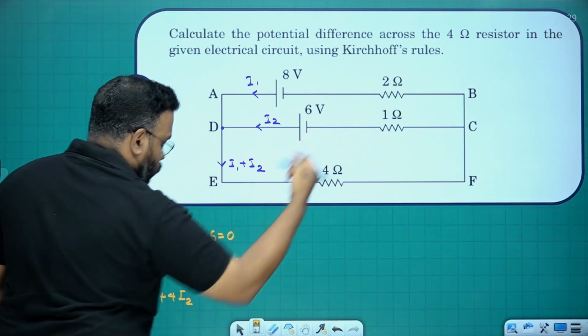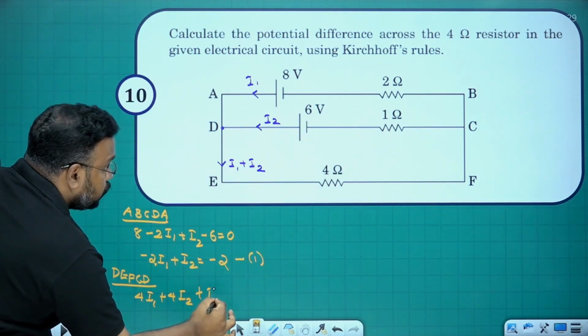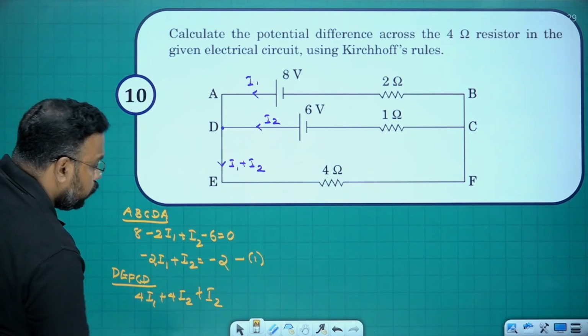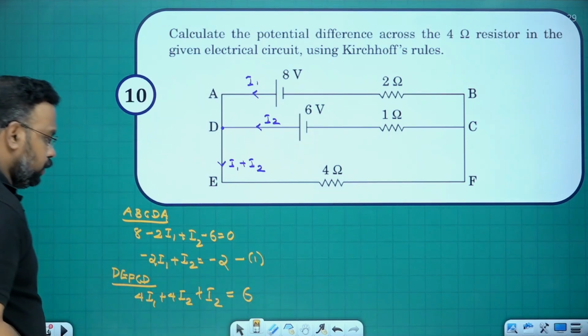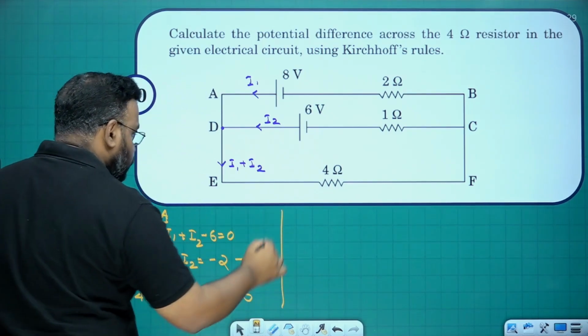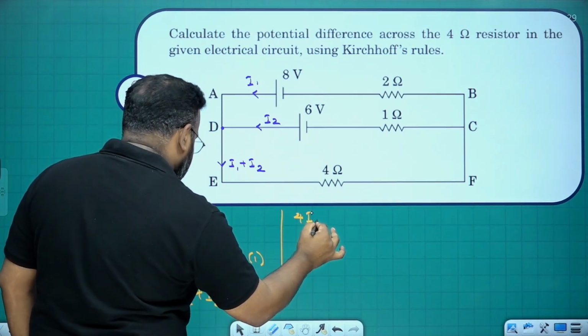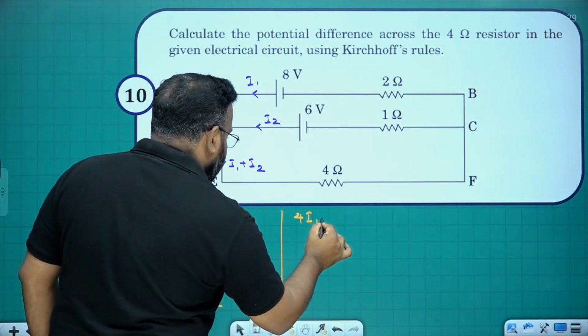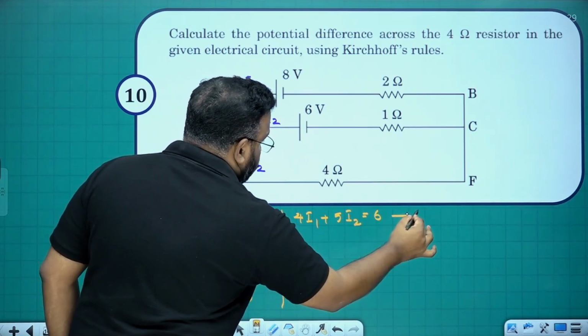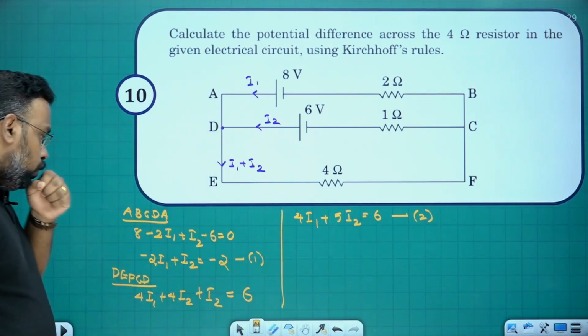Then there is a current I2 plus I2 into 1 is I2 itself. Minus 6 is equal to 0, but that 6 I can bring to the other side, so it will become 6. So I2 plus 4I2 will become 5I2. So you can see 4I1 plus 5I2 is equal to 6. Equation number 2. Now we need to solve these two.